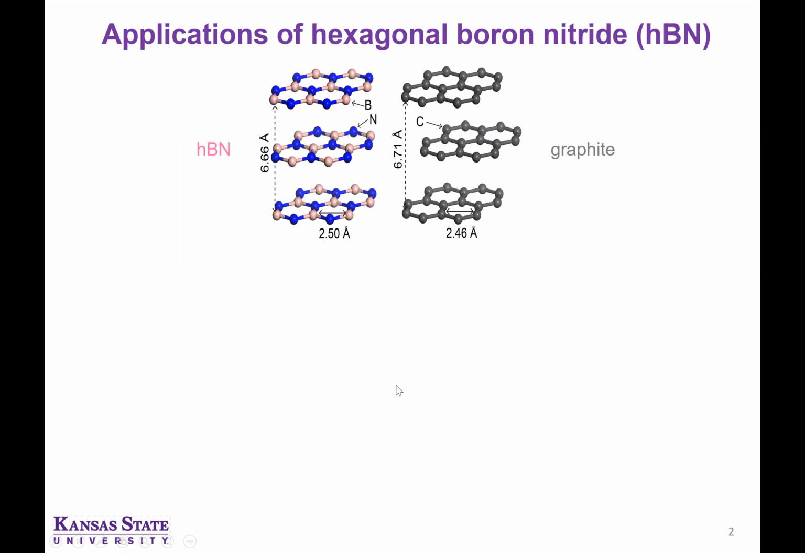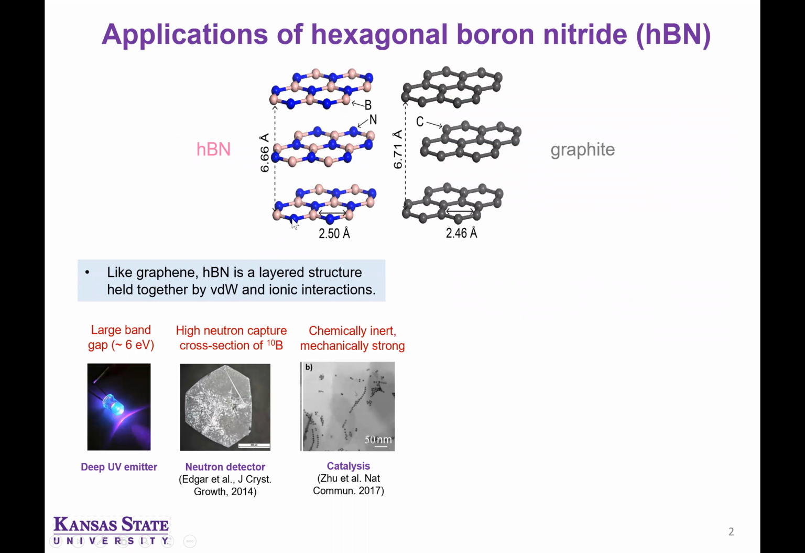This presentation will focus on hexagonal boron nitride, or hBN, which is a structural analog to graphene with alternating boron and nitrogen arrangements. Its structure is very similar to graphene. hBN lattices are composed of multiple 2D layers held by a mix of van der Waals forces and ionic bonding.